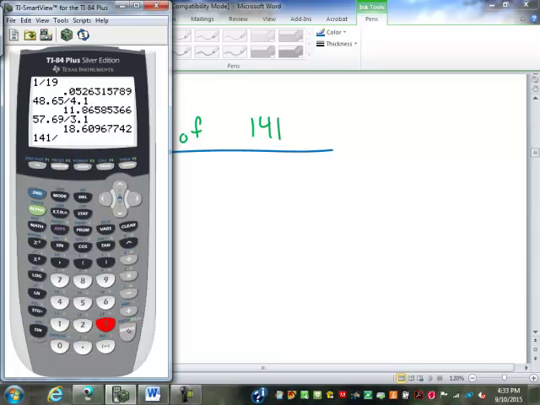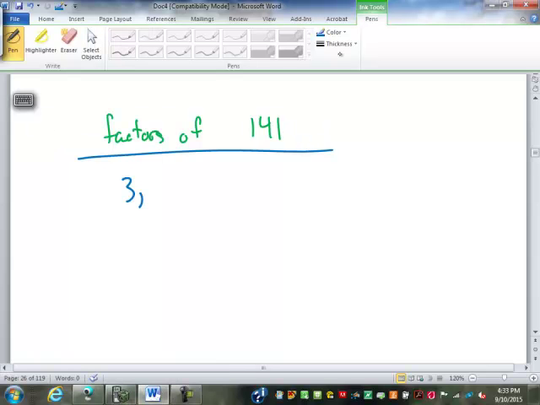I'm going to make it easier on us. If we know it's divisible by 3, let's divide it by 3. We get 47. We know it's divisible by 47. Can 47 be divided by anything else? No. 47 is prime. 141 can be divided by 3 and 47. Those are its only factors.